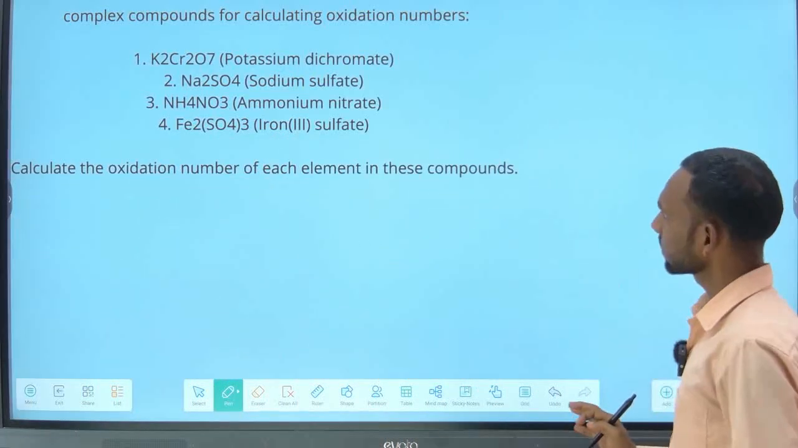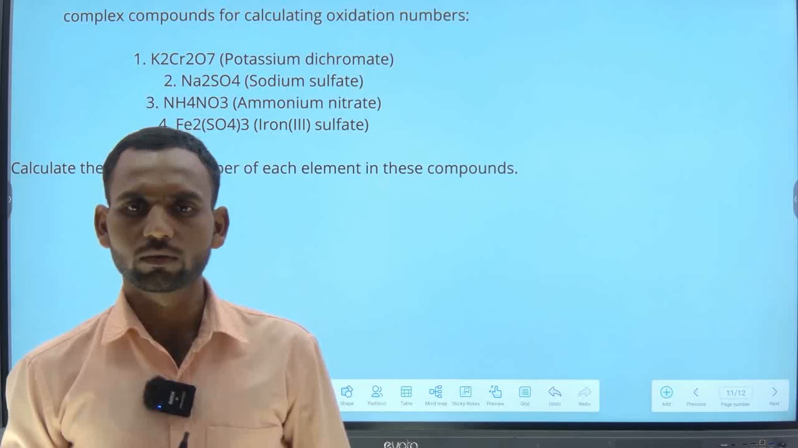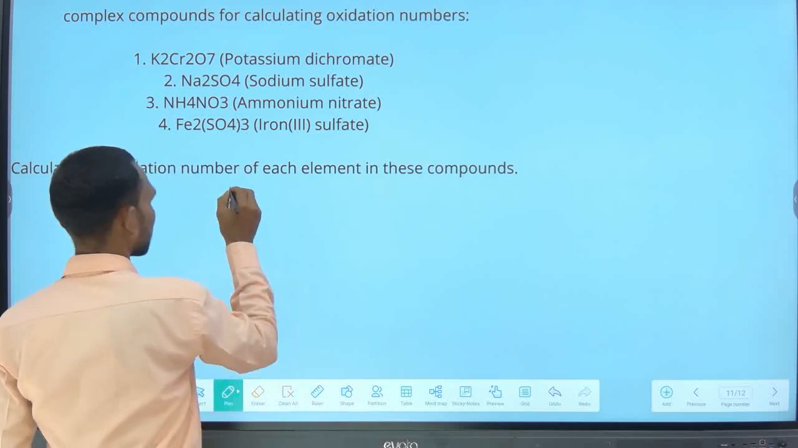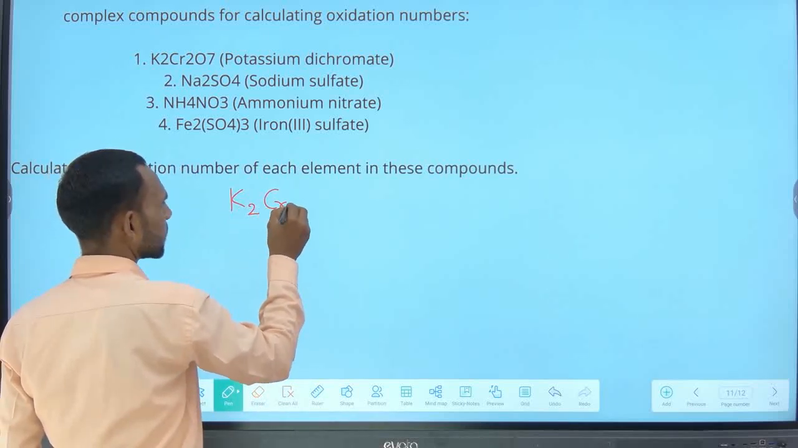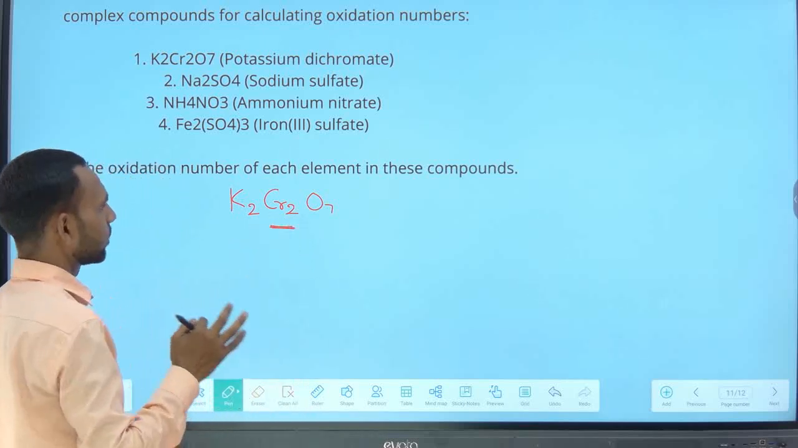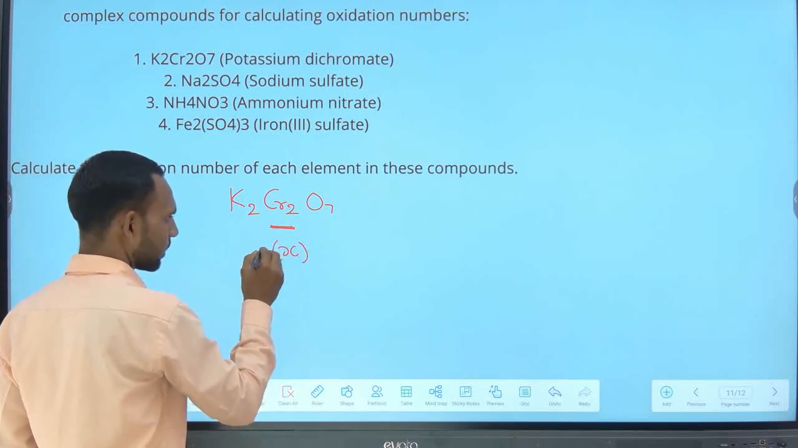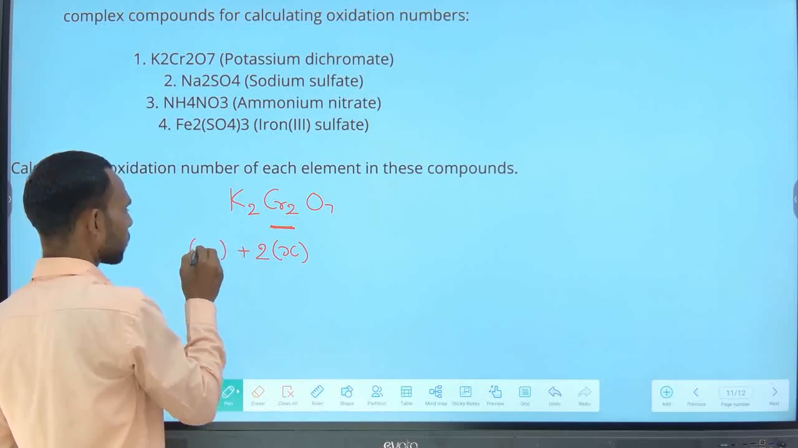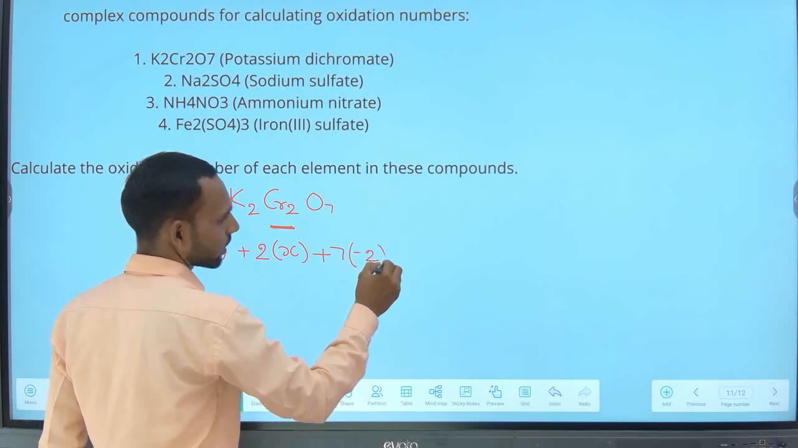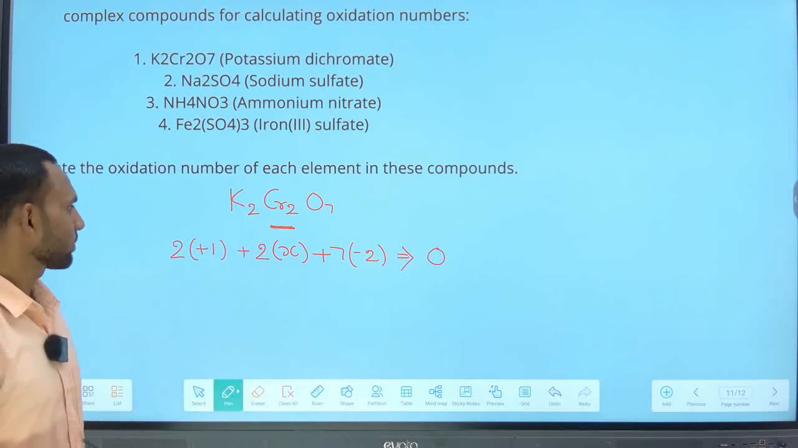Okay, so next, a complex compound, calculating the oxidation number: K2Cr2O7, potassium dichromate. In this complex compound, calculate the chromium oxidation state. Suppose the chromium oxidation state is X, with 2 chromiums, plus 2 potassiums with oxidation +1, plus 7 oxygens with oxidation state -2, and the total charge is 0.